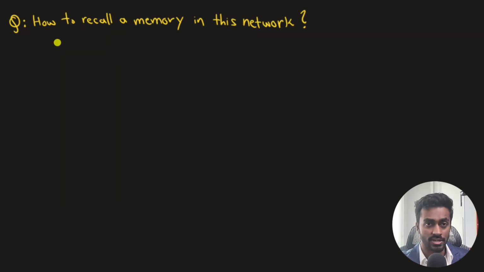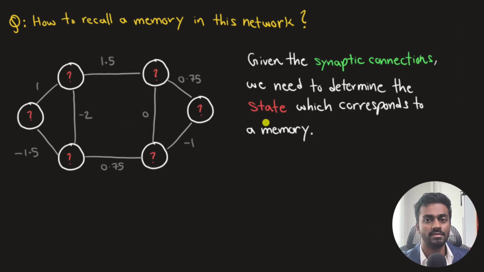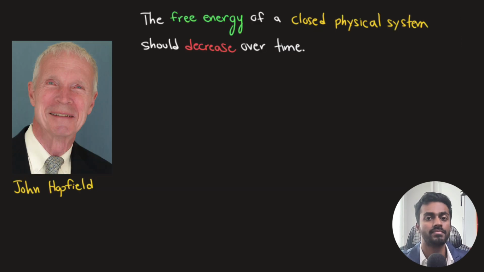Now, the next question, how do we recall a memory in this network? So that means given the synaptic connections that we see here in gray, we need to determine the state which corresponds to the memory that we originally stored. Remember, the state is going to be the set of all of these activation values to contribute to an activation pattern in the brain that we saw previously.